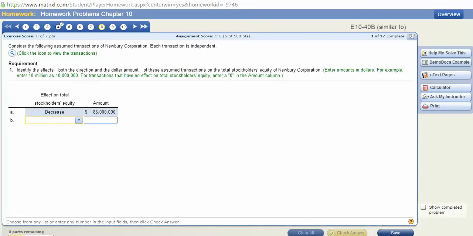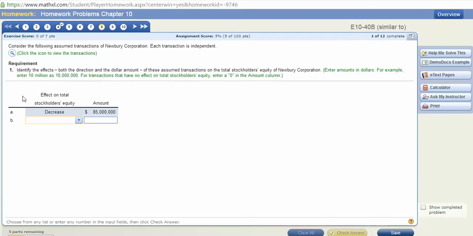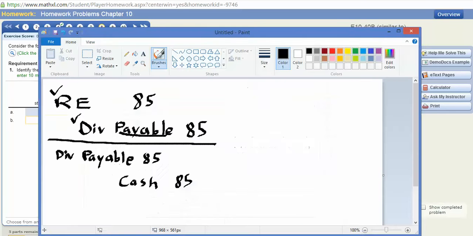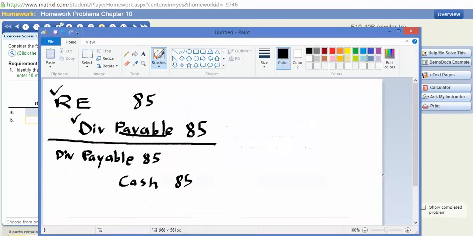Let's look at the next effect, letter B, payment of the actual cash dividend. Here we declared the dividend, and now we're going to actually pay it. Here's the declaration of it: dividends payable, retained earnings dropping by 85 million.